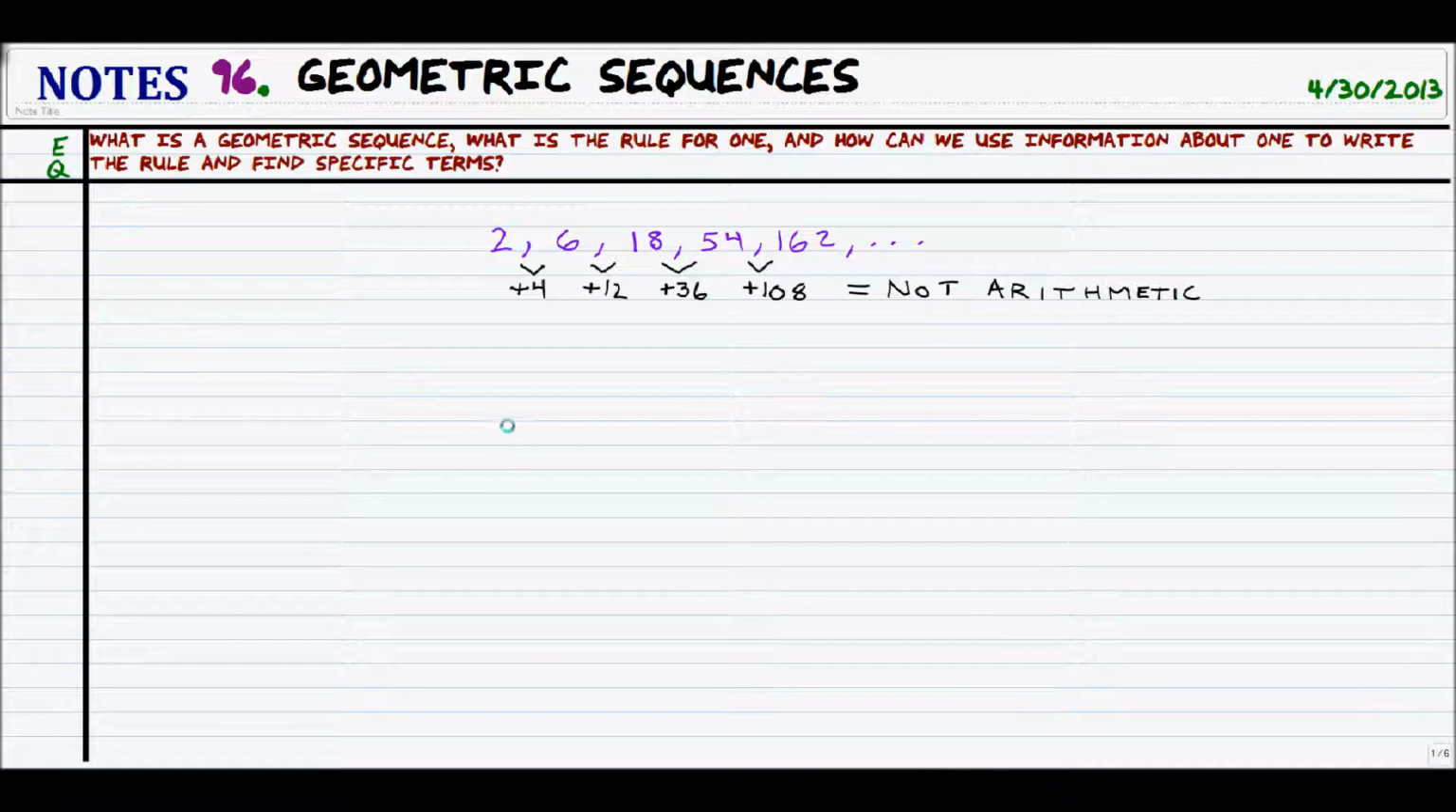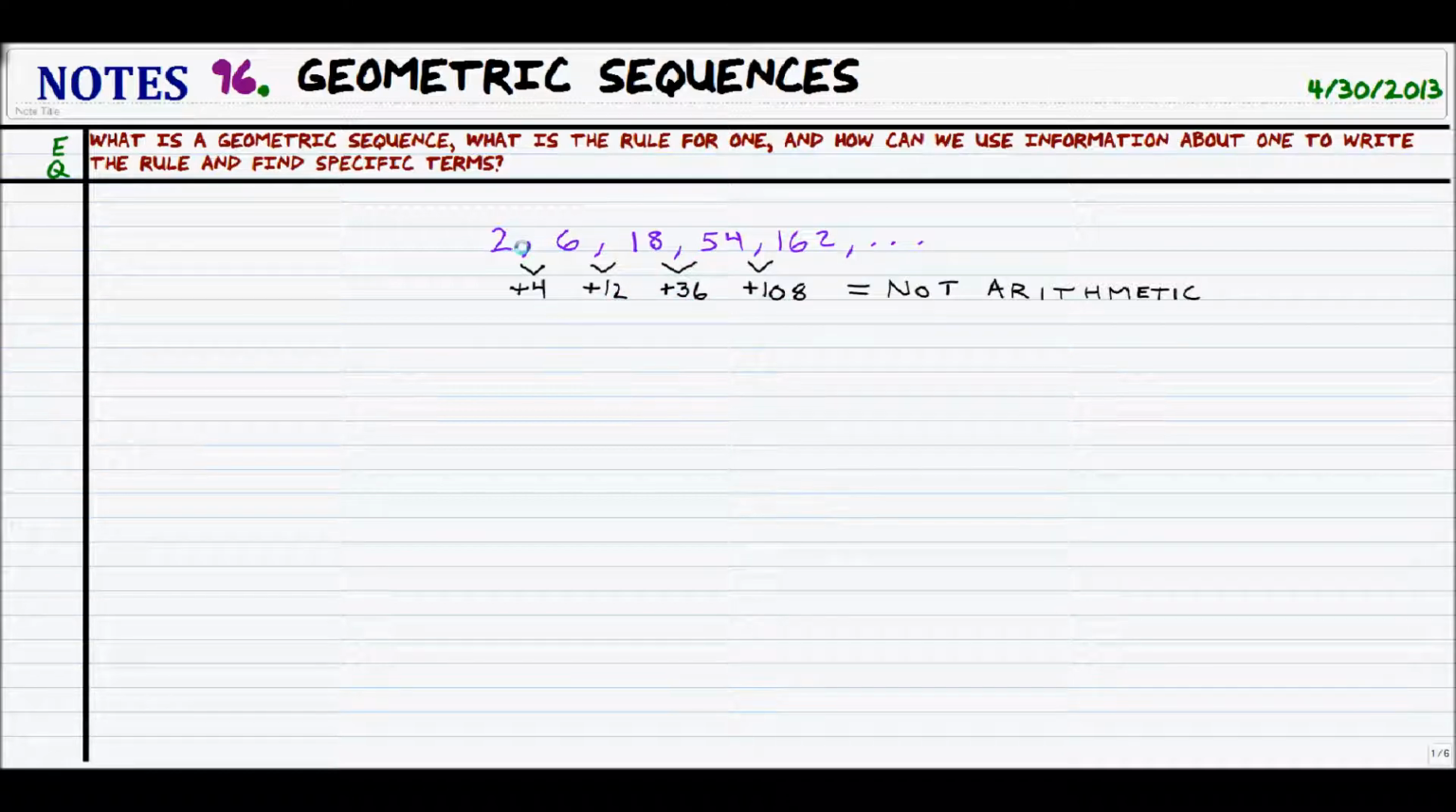Now when you look at this, what do you notice? Plus 4, plus 12, plus 36, plus 108. You might be thinking, oh, that's interesting. It looks like there's kind of a pattern in those differences themselves. It looks like we're going 4 times 3 is 12, times 3 is 36, times 3 is 108.